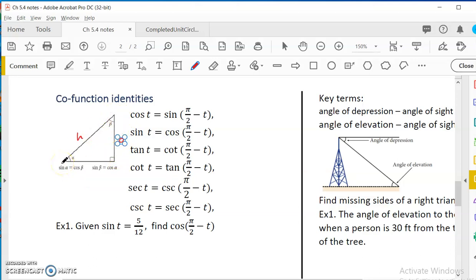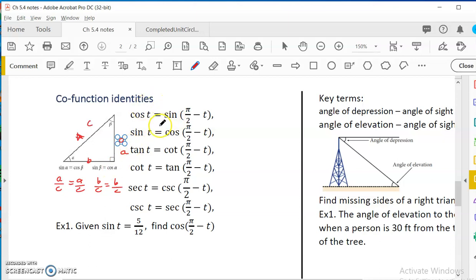So they're actually the same thing. If I name the sides A, B, C, sine alpha would be A over C, but cosine beta is also A over C. And then sine beta would be B over C. Cosine alpha would also be B over C, because that is the adjacent side of alpha.